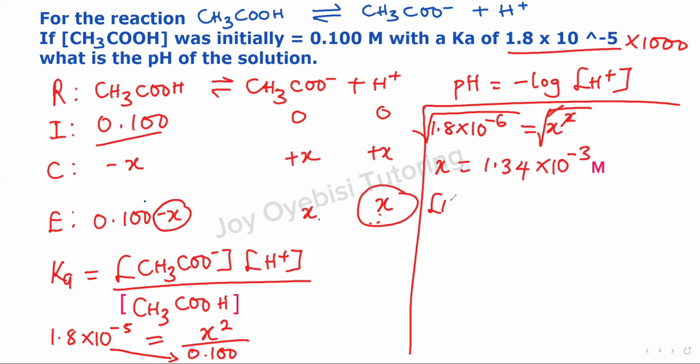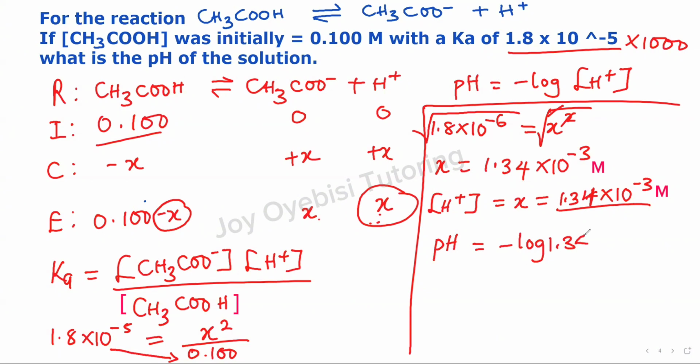Now remember, the concentration of H plus is equal to x, and since x is equal to this, that means the concentration of H plus will be equal to 1.34 times 10 raised to the power of -3. So all we need to do now is bring out our pH formula and plug in the value of H plus. So negative log of 1.34 times 10 to the -3, and that would simply give us 2.87 as our pH. Okay, and that is how you calculate this.